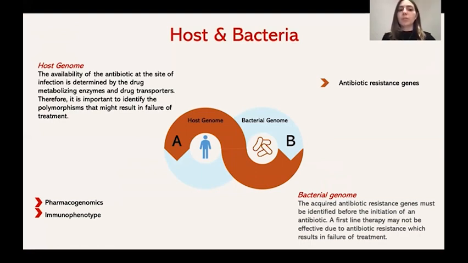Therefore, we need to identify the polymorphisms in the drug metabolizing enzymes and drug transporters that alter the pharmacokinetics of the antibiotics we intend to use. In addition to that, we need to identify the polymorphisms that affect the immune system, which explains the inter-individual variability in the response to the same infections.